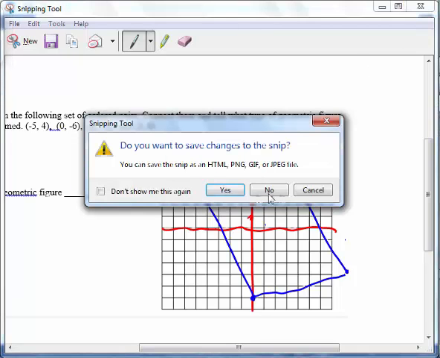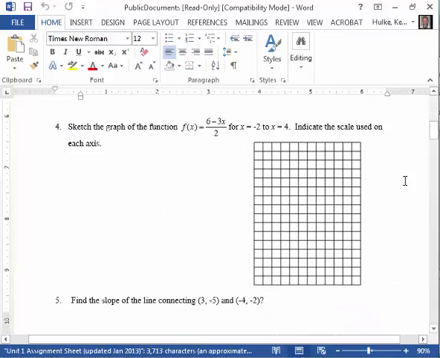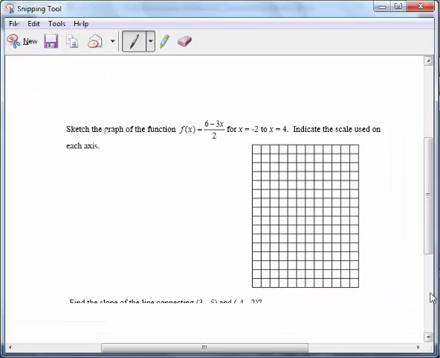Next, sketch the graph of the function y equals 6 minus 3x over 2. You could do it on a graphing calculator, but I think once you see how easy this one is, you will figure out, oh, I don't need to do that. So we've got y equals -3/2 x plus 6/2, which is 3.